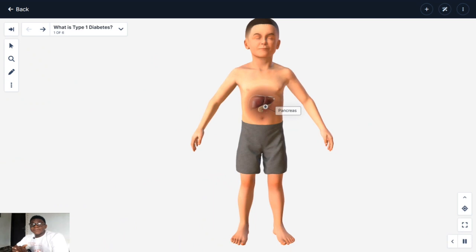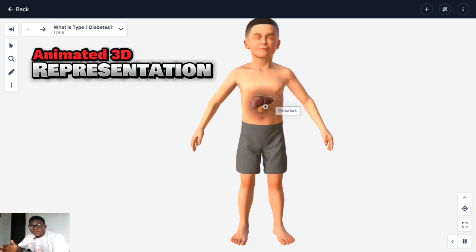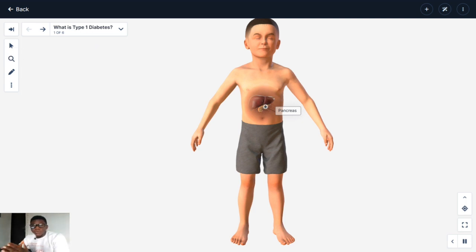Welcome back, guys. As promised, what you can see on my screen is an animated 3D representation of a young male human body, which we will be using to explain type 1 diabetes. So to get started, whenever you hear the word diabetes, be it type 1 or type 2, the affected organ that should come to your mind is the pancreas. Now, let's take a closer look at the pancreas here.